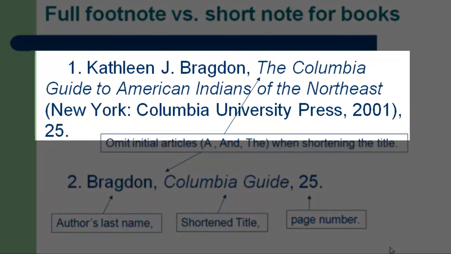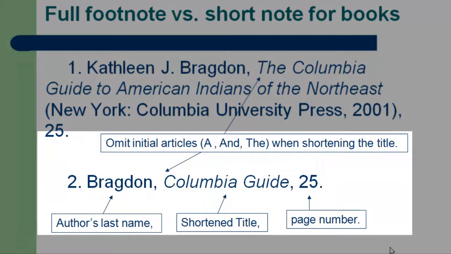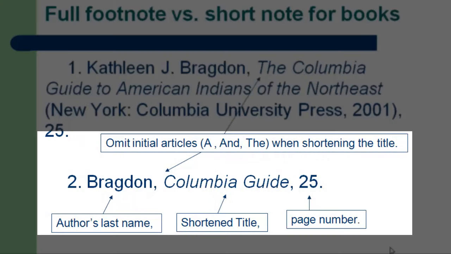There's our full footnote. If you've watched the other Chicago Citation Style tutorial, you will recognize that first one. And there is a short note for that book. The author's name is shortened to just her last name. Even though this is a note, we're not reversing last name and then first name instead. All we're going with is our last name.